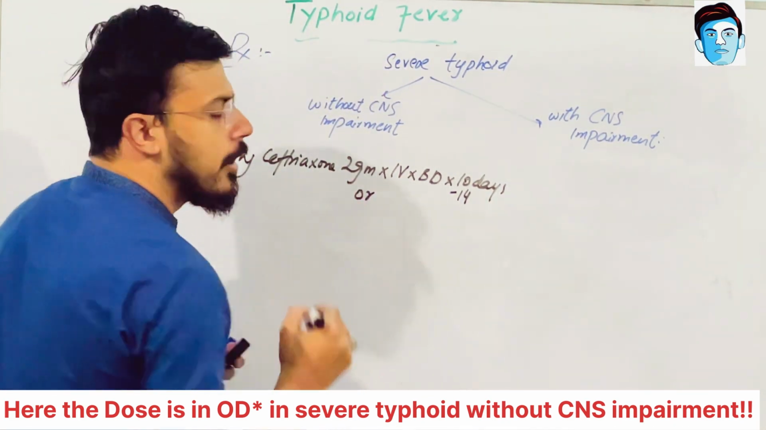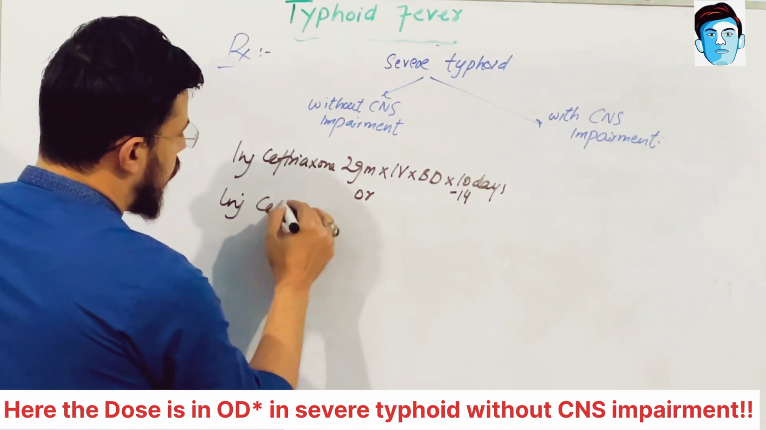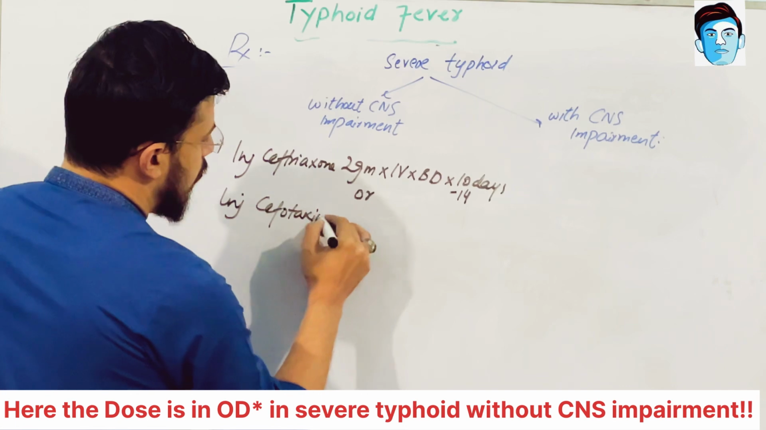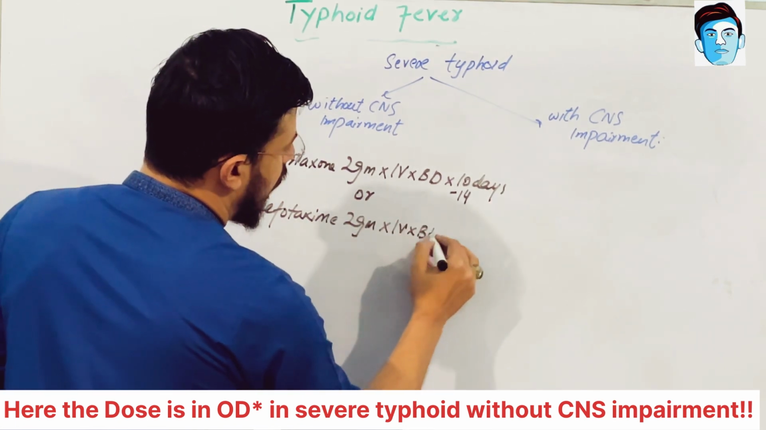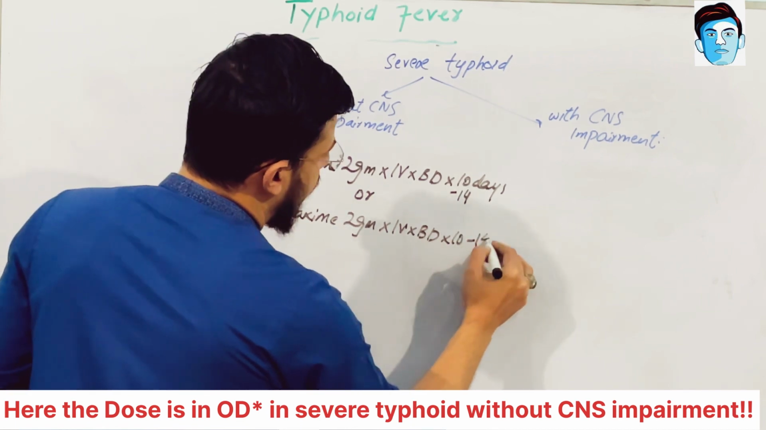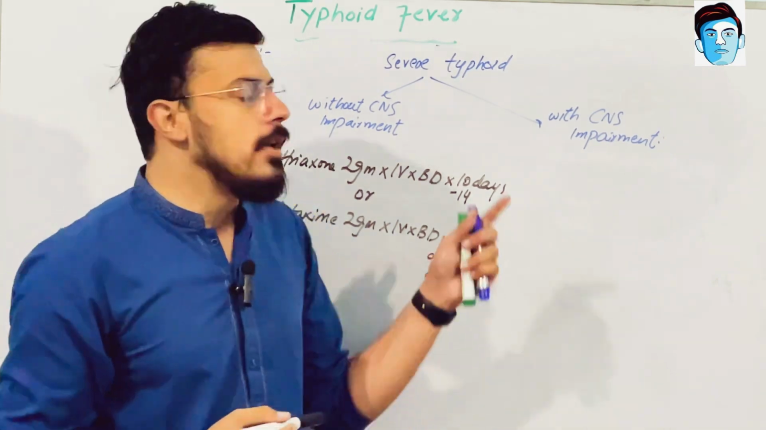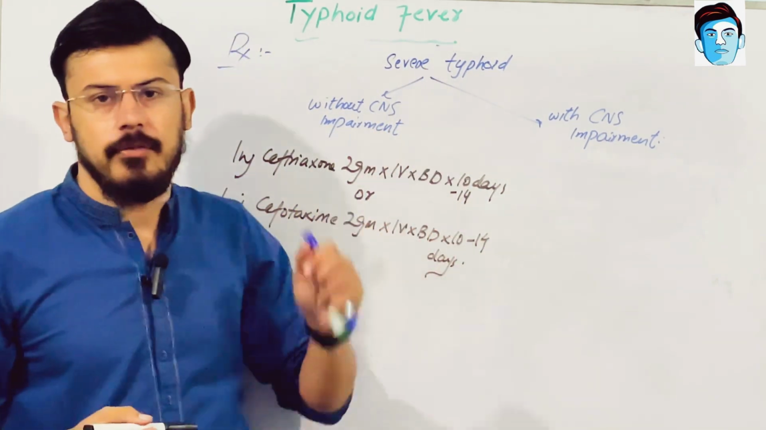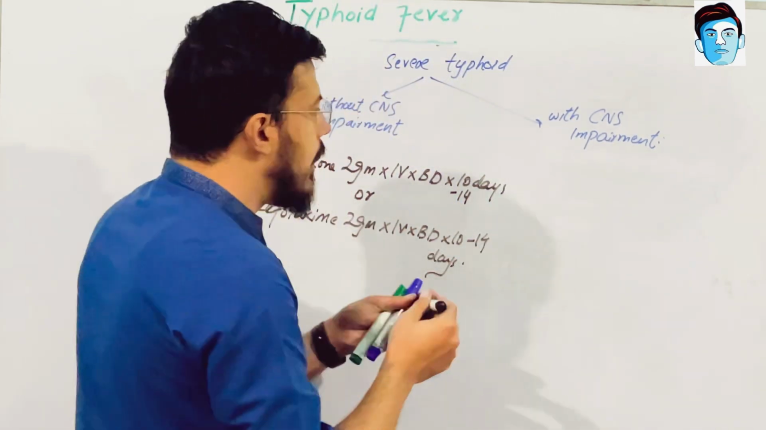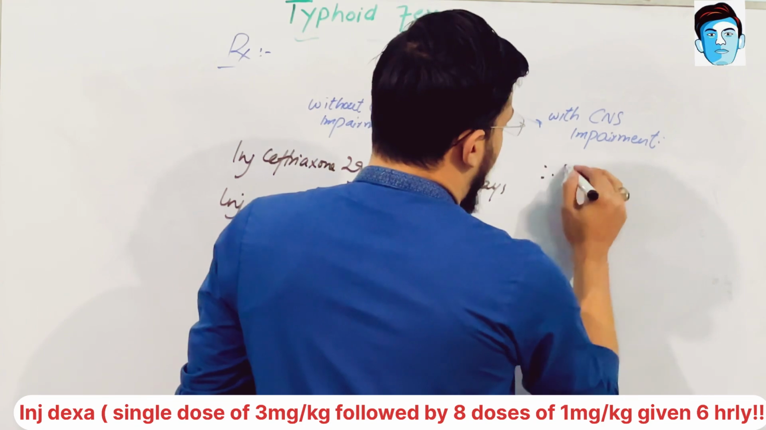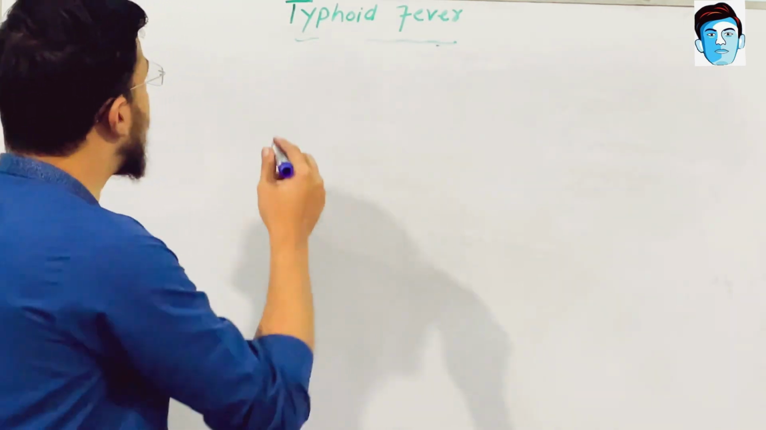Or we can give injection cefotaxime 2 gram IV BD for 10 to 14 days, right? That is if the patient is manifested without CNS impairment and there is severe typhoid. If there is severe typhoid and it is manifested with CNS impairment, in that condition we have to give injection DEXA.